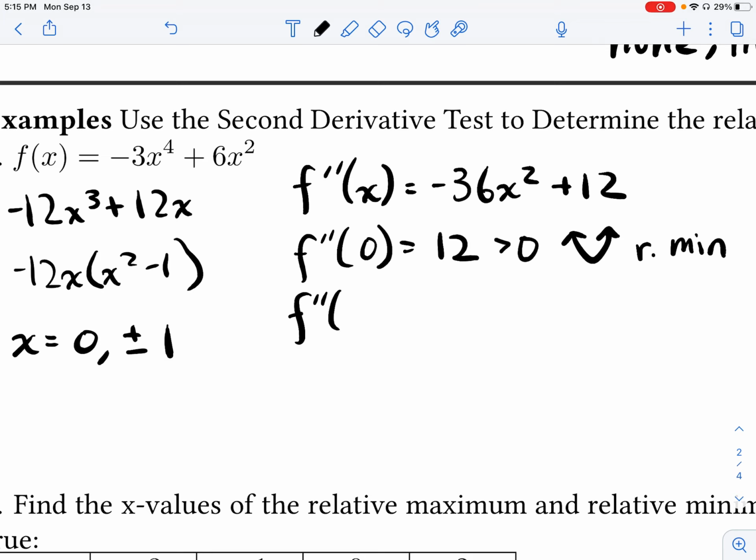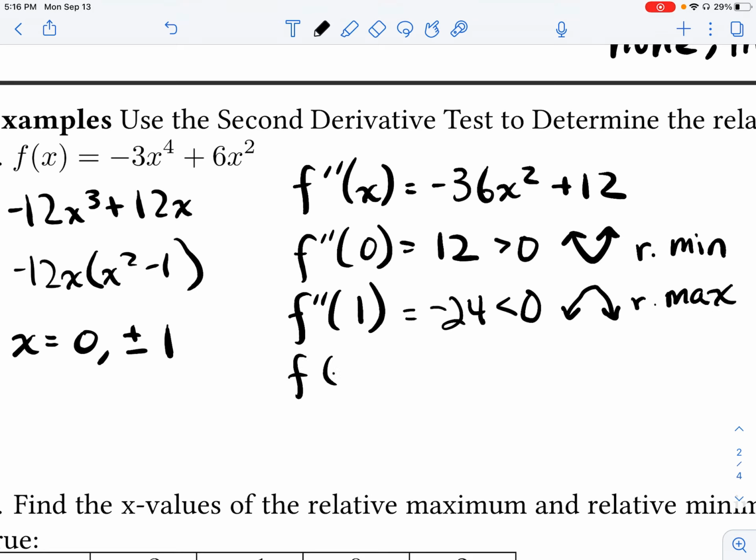Now let's keep going. What about the second derivative evaluated at positive 1? Well, when I plug 1 into my second derivative, I'm going to get negative 24, which is less than 0. What that tells me then is that this is concave down. Therefore, at this critical number, we have a relative maximum. And finally, f double prime of negative 1, again, that should also give me negative 24, which is less than 0, meaning it's negative. So it's also concave down. So this also is going to be a relative maximum.